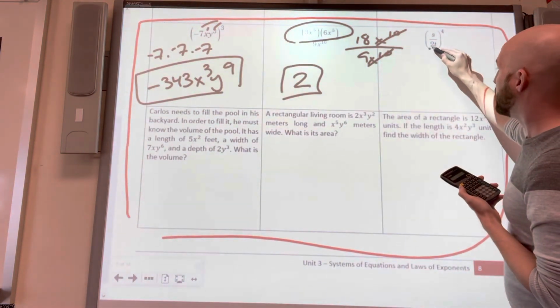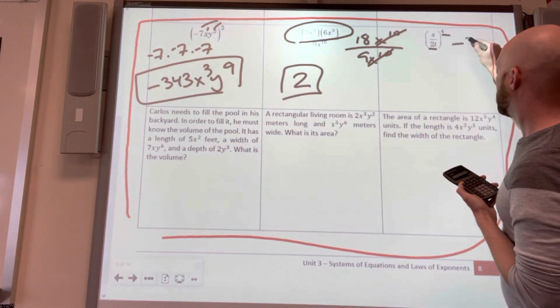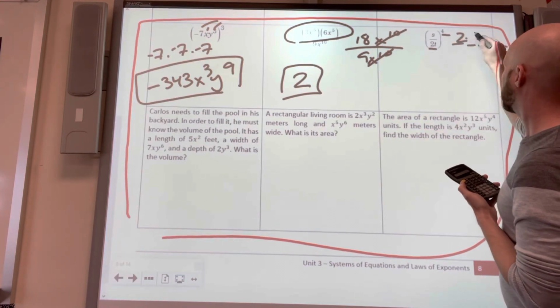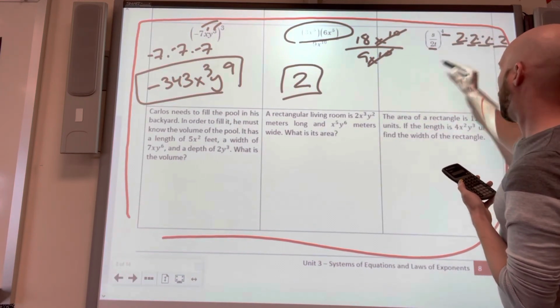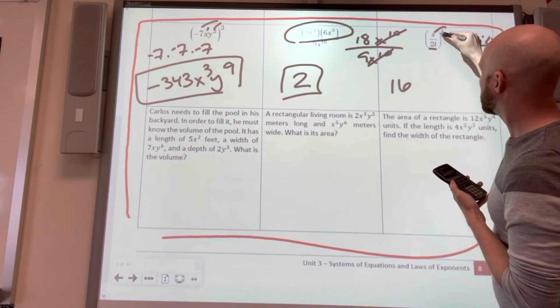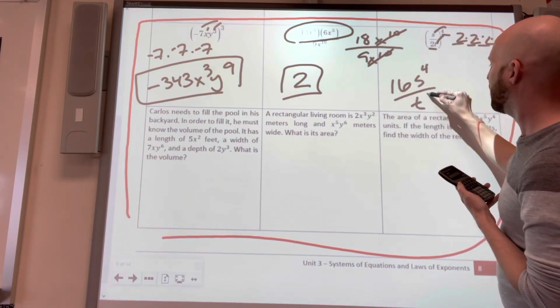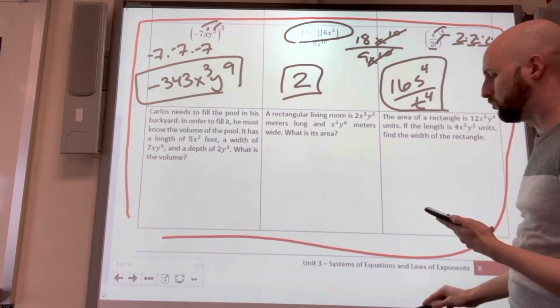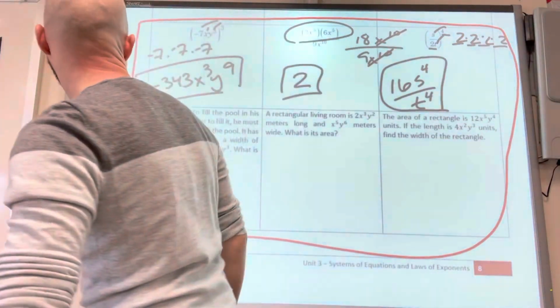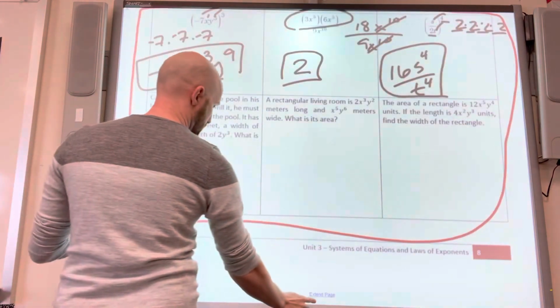Here, the number I need to do 4 times. 1, 2, 3, 4 veces, 2. 2 por 2 por 2, 16. And here, multiply. Son unos invisibles. So, S4 y T4. Okay, both of them are invisible ones. So it's just S4 and T4.